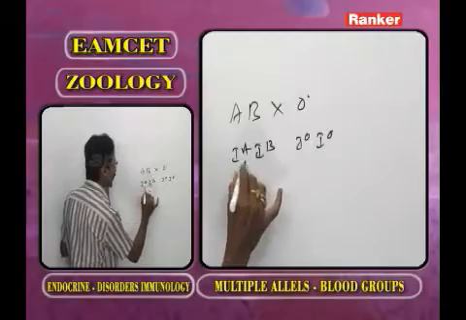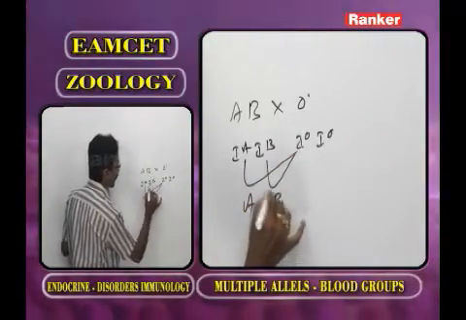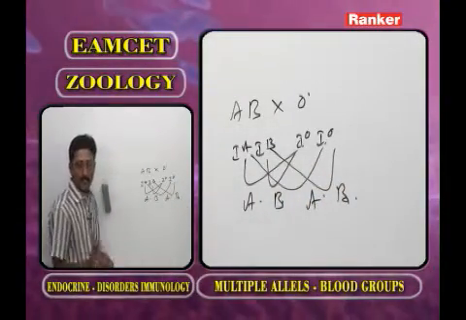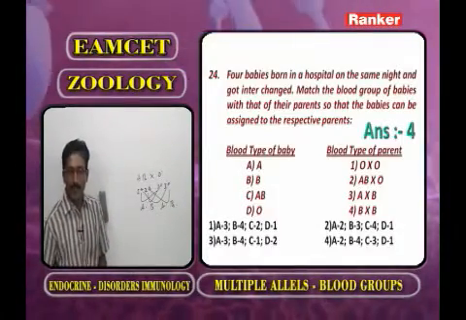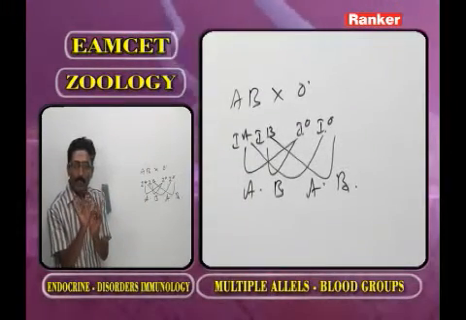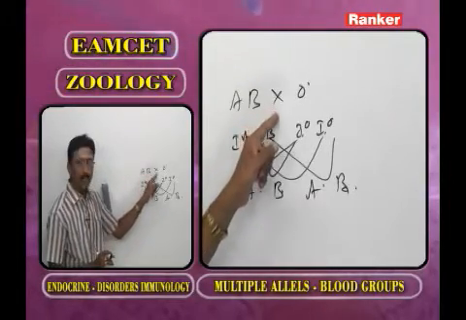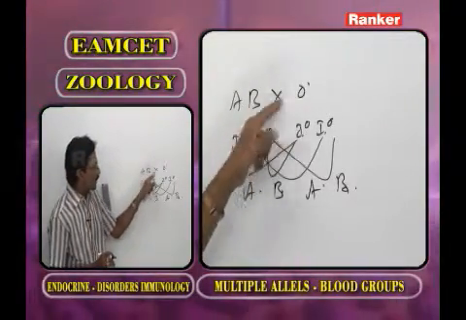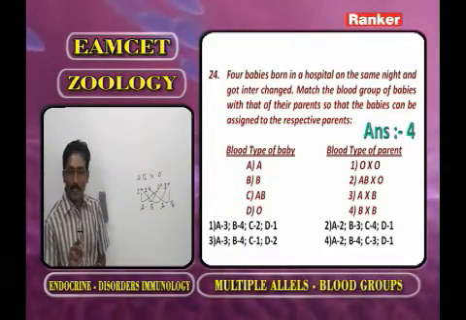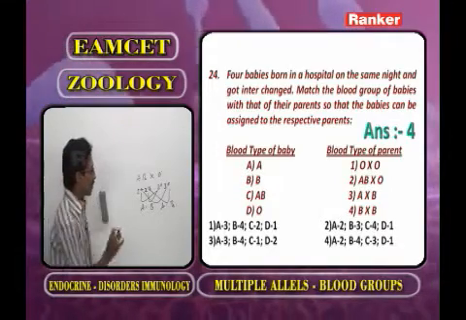Now if we go for the cross, we are getting A blood group, B blood group, A blood group, and B blood group. Now the blood type of the first baby is A, so the baby having A blood group is handed over to what type of parents? AB and O. That means the father and the mother have AB and O. Now, the second baby's blood group is B.